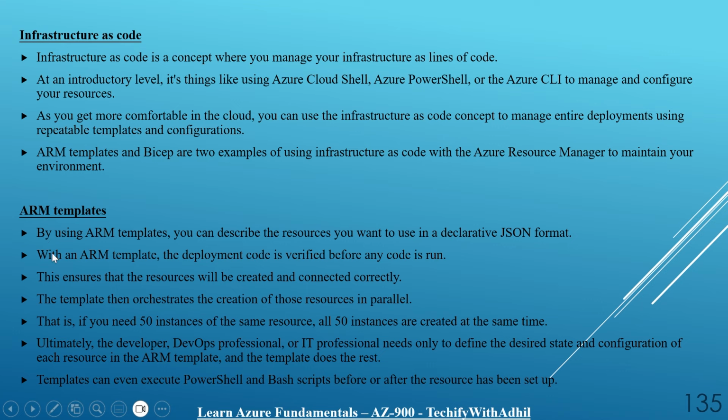ARM templates. By using ARM templates, you can describe the resources you want to use in a declarative JSON format. With an Azure template, the deployment code is verified before any code is run. This ensures that the resources will be created and connected correctly. The template then orchestrates the creation of those resources in parallel. If you need 50 instances of the same resource, all 50 instances are created at the same time. It will be working concurrently, like all 50 will be coming up at the same time, not one after the other.